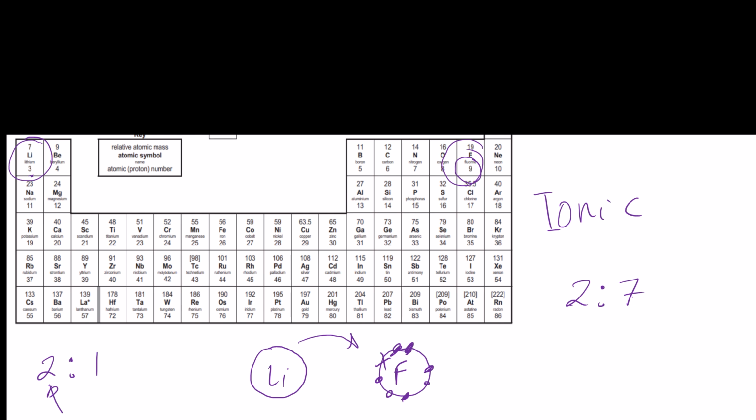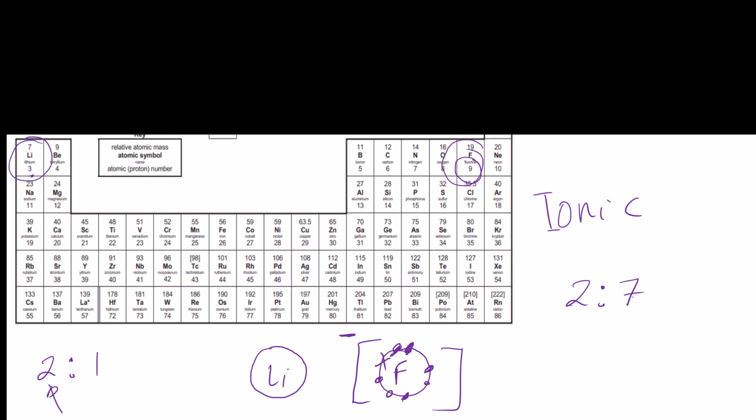And then fluorine will have 8 now. Because lithium has released an electron, this fluorine is going to become negatively charged because it has gained an extra negative. Electrons are negative. So when you gain 1, you become negatively charged. And this is an ion now.